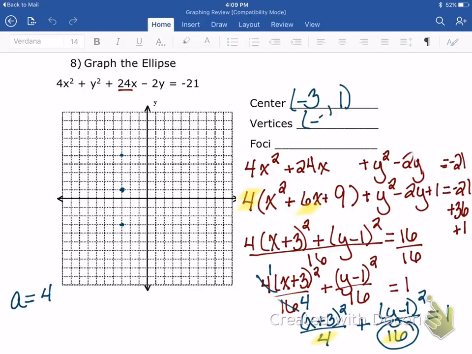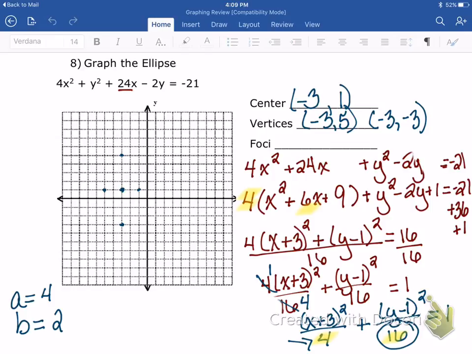And our vertices focus on our major axis, so my vertices are going to be negative 3, 5, and negative 3, negative 3. Those are my vertices. Now, our b value is what's underneath our x, because it is our minor. It's the smaller axis. Our b always is associated with our minor axis. So the square root of 4 is 2, and so that dictates how far to the right and how far to the left I go. Okay, and so that's the minor axis.